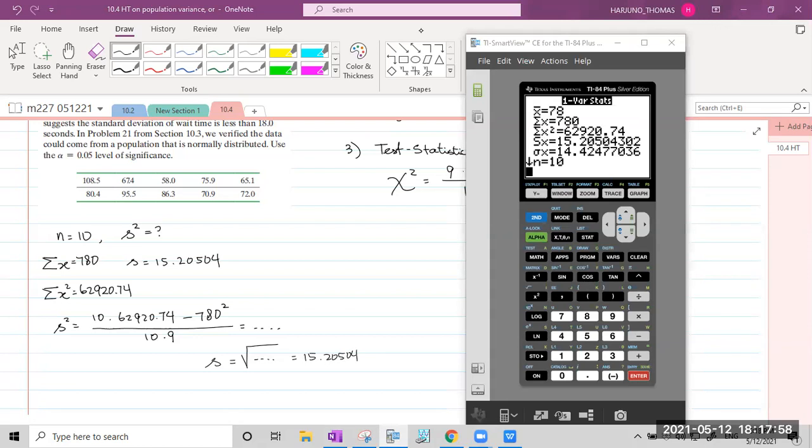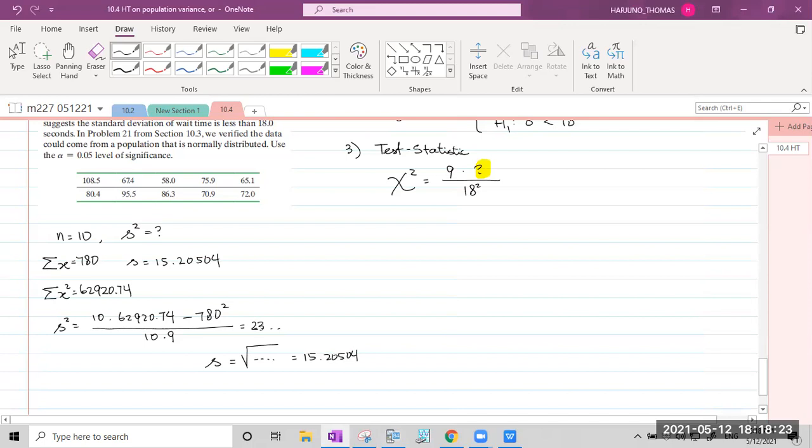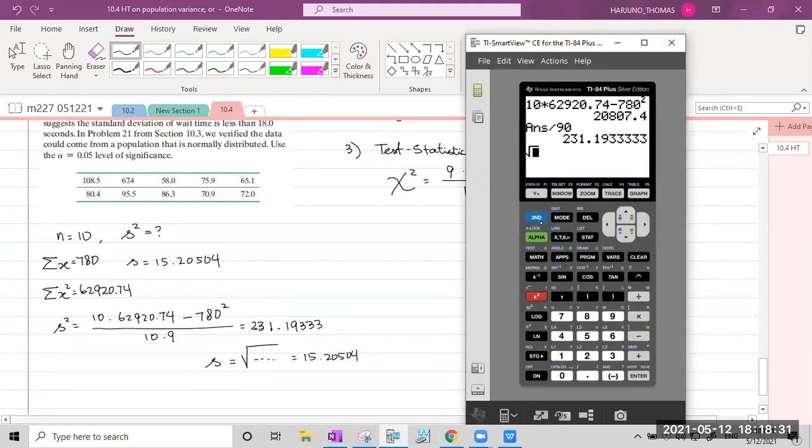Okay, now let's try it. So it's 10 times 62920.74 minus 780 squared. Now the result should be divided by 90, 10 times 9, right? This is 231.19333. Now apply the square root to that. We should get the same result. You see that?